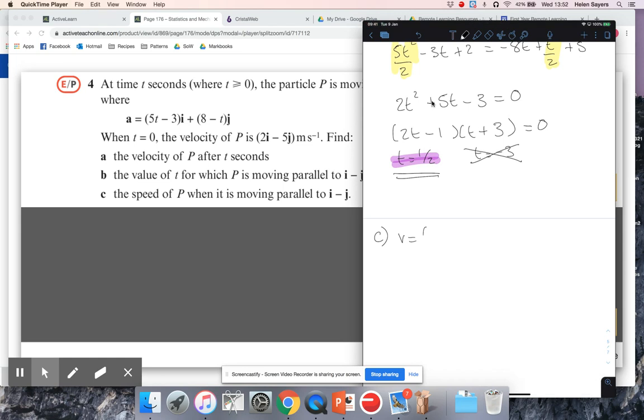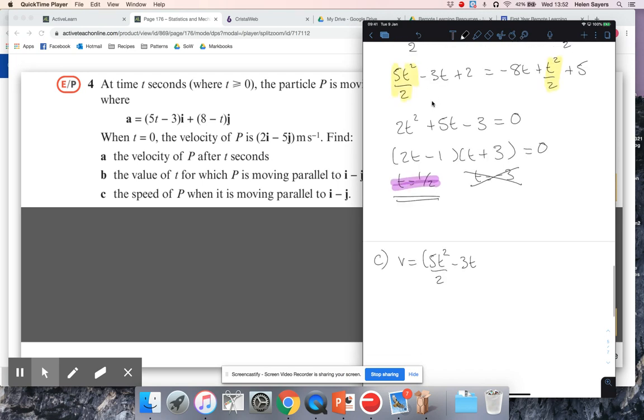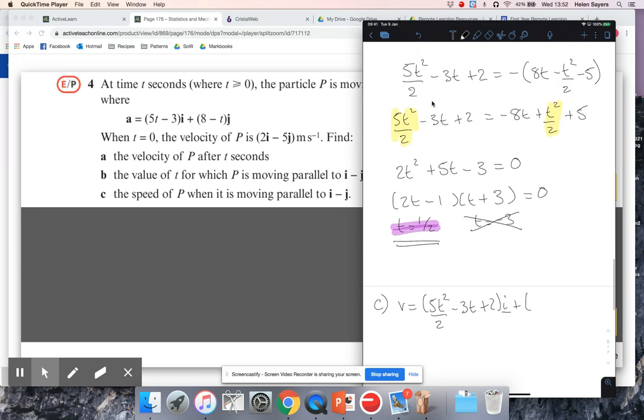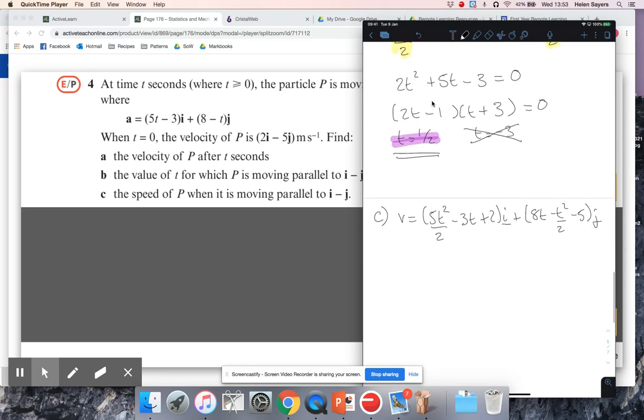So it was 5t squared over 2 minus 3t plus 2, i, plus 8t minus t squared over 2 minus 5, j. And now I'm checking what that equals when t is a half. And if I'd got part B wrong, these would be follow-through marks, hopefully anyway. Okay, so let's sub a half into that. So a half squared times 5 divided by 2 minus 3 times a half plus 2 is 9 over 8 i.